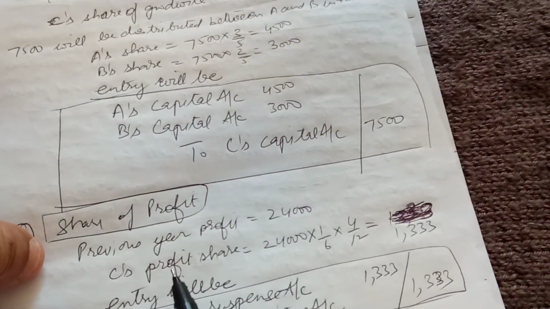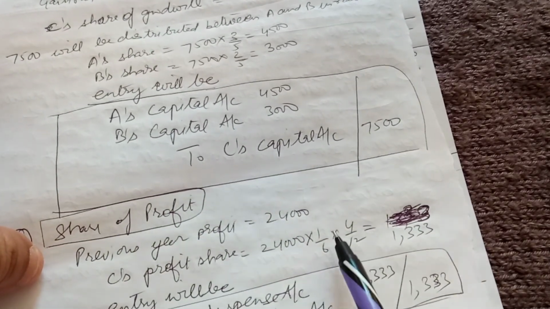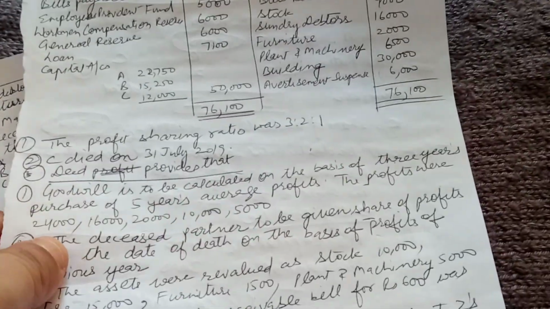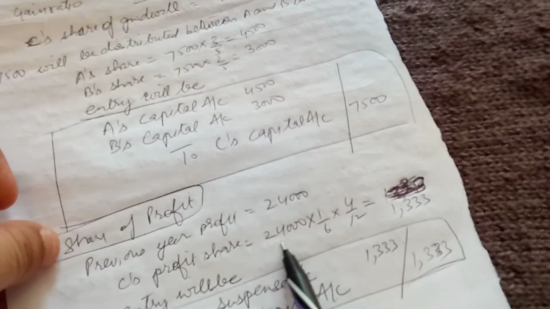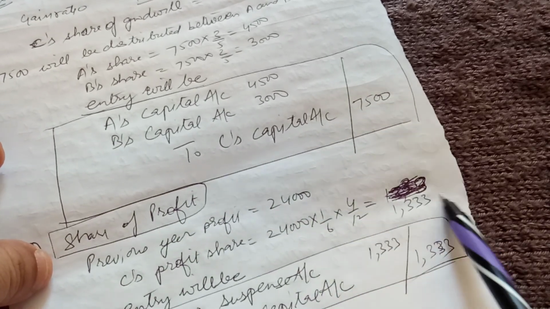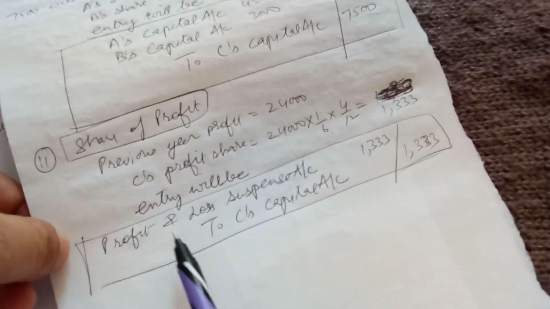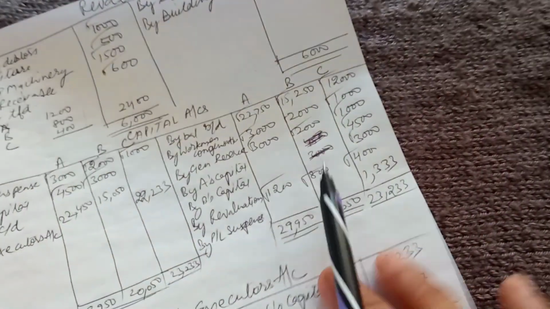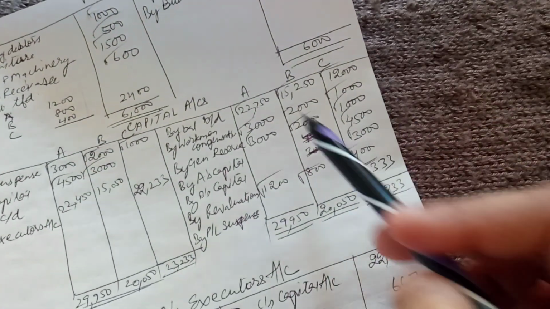24,000 was previous year's profit, so C's share will be 24,000 as he died, 1 by 6th his share, and 4 months as he died on 31st July. So April, May, June, July, 4 months profit will be transferred to him. How? 24,000 is a full year's profit, 1 by 6 is share, and 4 by 12 is share of profit. So the share comes out to be 1,333, and the entry will be profit and loss suspense account debit to C's capital account. And in C's capital, profit and loss suspense account will stand by this. So all the entries are done.